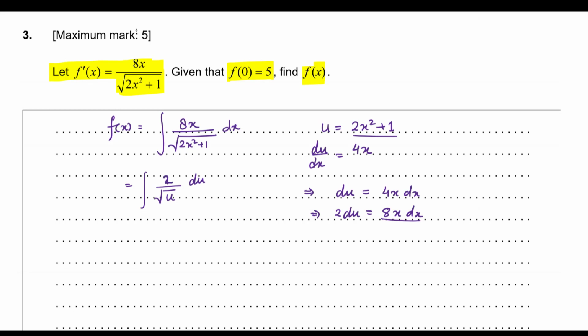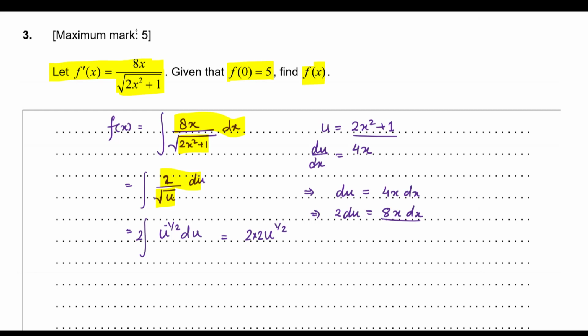So 8x dx becomes 2 du, and root of 2x squared plus 1 becomes root u, and now we can do the integration. We can transfer it to the numerator. It is going to be u to the power negative half, 2 is a constant outside, and then we will integrate it. So 2, then u to the power negative half plus 1 is positive half, and dividing by positive half means multiplying by 2.